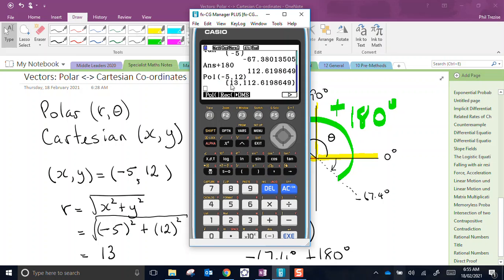The calculator gives me the 13, which is here, the length of the vector, and it gives me the correct angle straight away, 112.6. This function is a little bit more intelligent than the inverse tan function. It understands which quadrant the vector was in by looking at whether the x or the y was positive or negative, and automatically applying any necessary conversions.